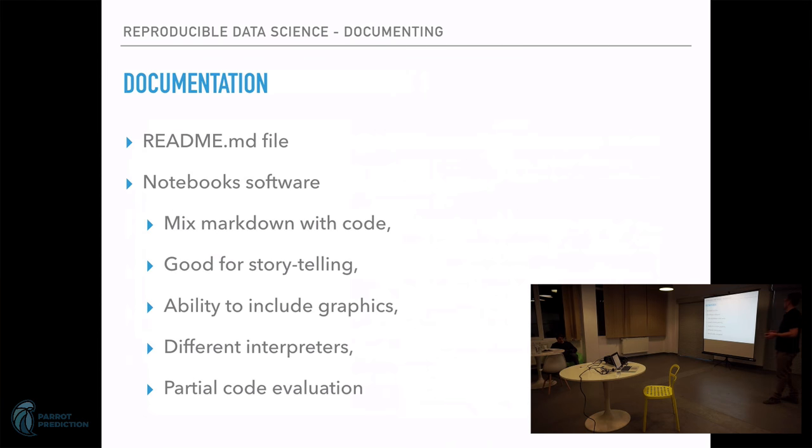So after the code part, it is time to talk about documentation. It's a good practice to always include a README file inside the project directory and to use some notebook software. Notebooks are good because they allow us to mix markdown for explaining what we are doing and the code. Therefore, they are good for storytelling. They have the ability to include graphics. And what is really important is that you can use them with different interpreters. For example, with one engine uses Python, the other R, or you can use Apache Spark.